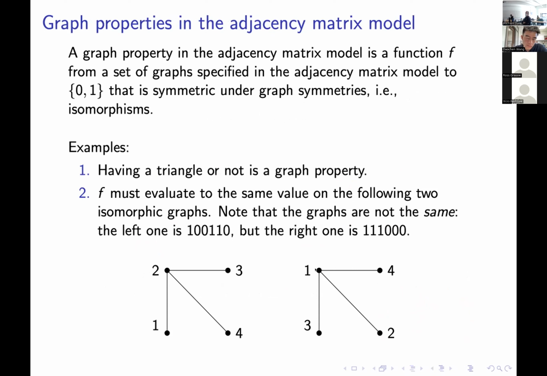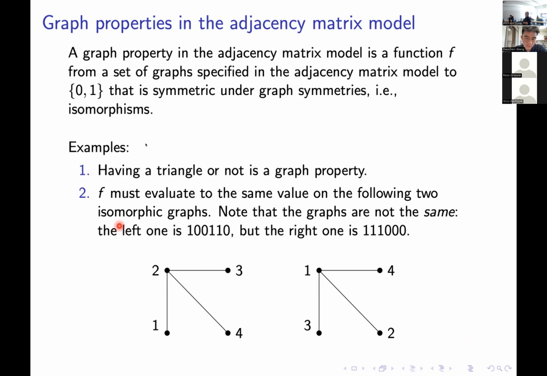So for example, a graph property might be whether or not a graph has a triangle. So this is the triangle property, and it does not change for isomorphic graphs. That's why it is a graph property. Two isomorphic graphs either both have a triangle or neither has a triangle.